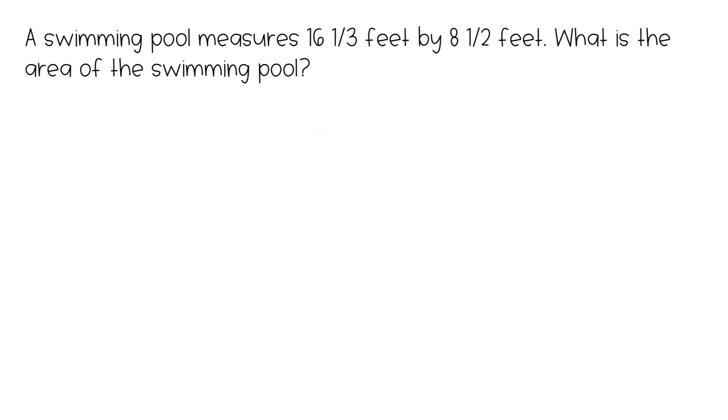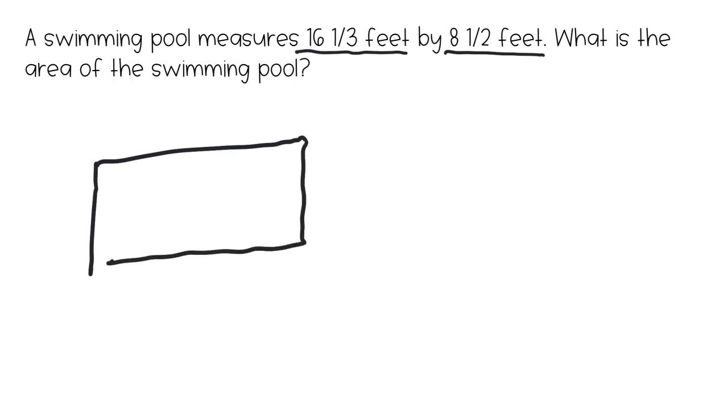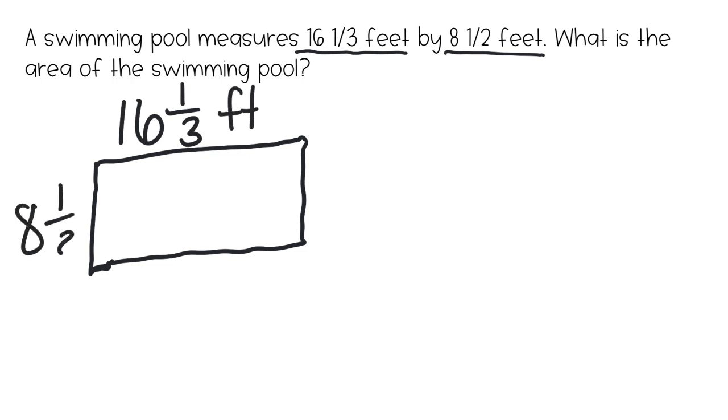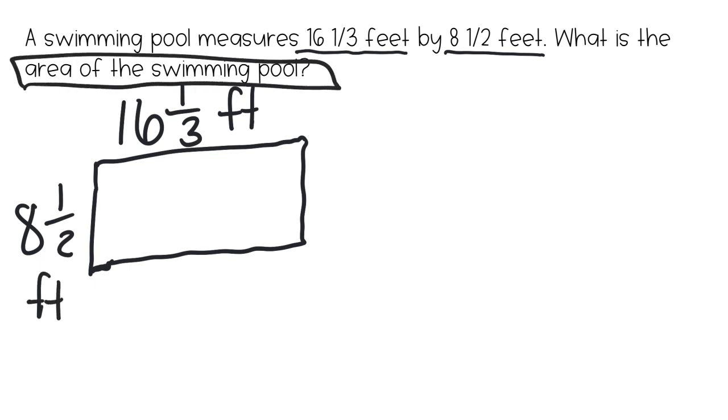I thought I'd mix it up a little bit and added a little word problem in here for us. It says a swimming pool measures, and I like to draw myself a little swimming pool. I see that my sides are not all the same, so it's not a square, it's kind of a rectangle, but it doesn't have to be perfect. It's just my mathematical model to help me. I know that one side is 16 1/3 of a foot, and one is 8 1/2 of a foot. My question is, what is the area of the swimming pool?